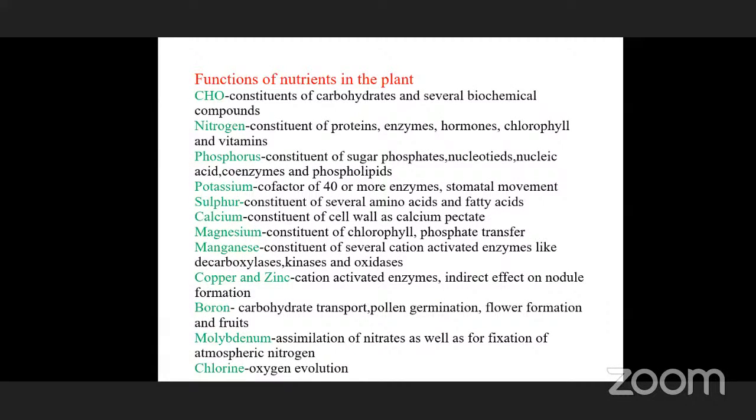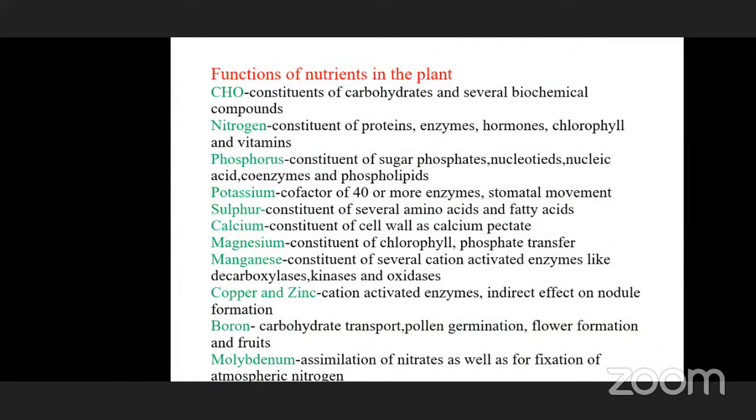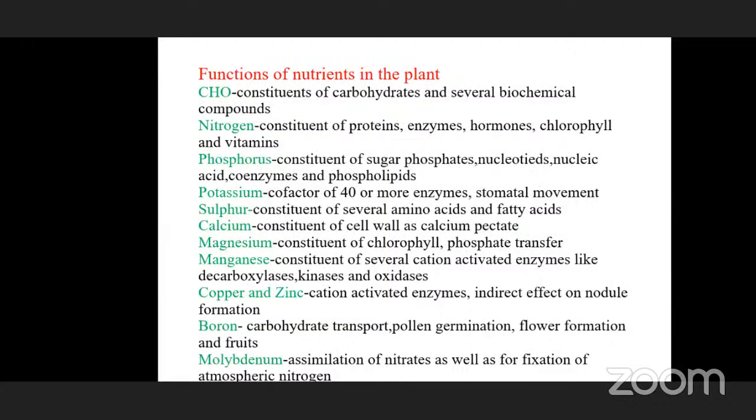Then the function of nutrients in the plant. CHO: carbon, hydrogen, oxygen. They are the constituents of carbohydrates and several biochemical compounds. Carbon is mostly needed for producing carbohydrates, and H and O are needed for the photosynthesis process and respiration also. So they are required for several biochemical compounds. And nitrogen is the constituent of proteins, enzymes, hormones, chlorophyll, and vitamins.